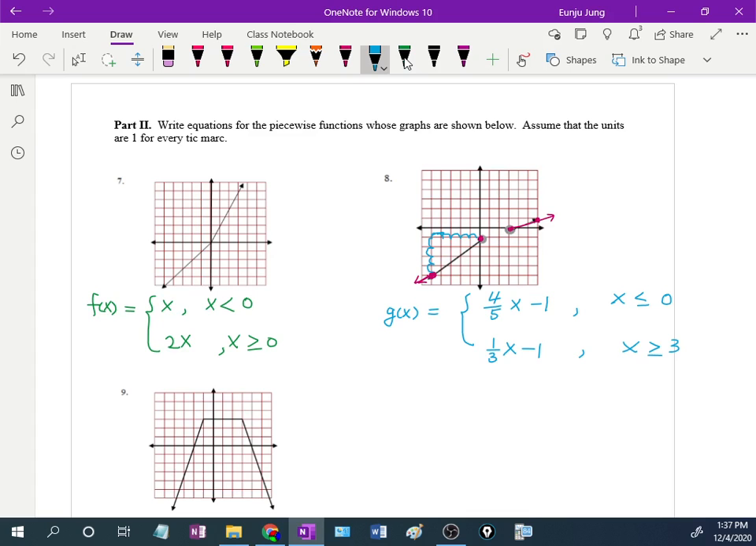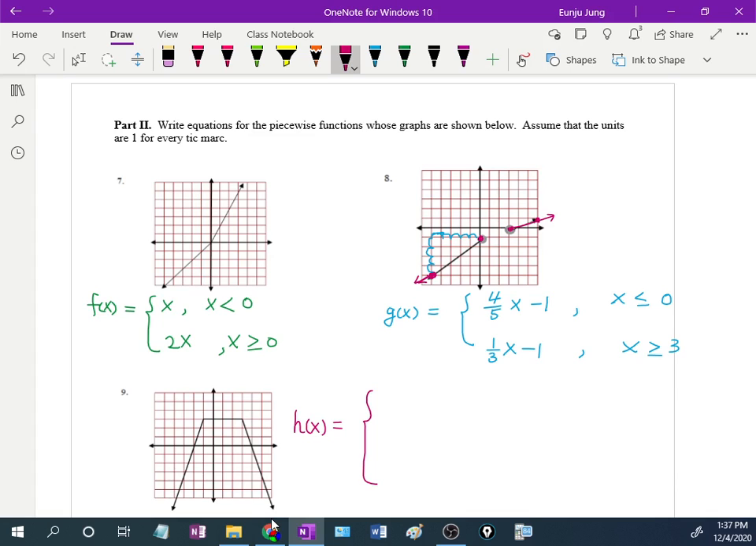And next one, number 9. How many parts do we have? It's not only two parts here, right? We have 3 parts. So let's think about h of x using 3 parts. One is increasing graph, and the middle one is constant function, and then third one is decreasing graph.